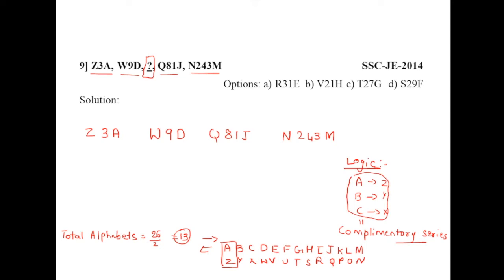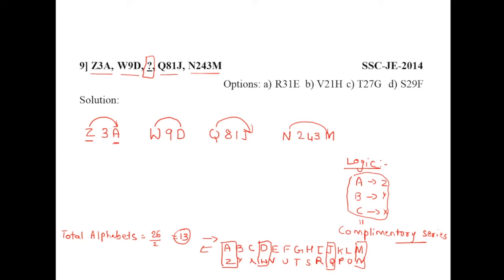Just see the question here. In the first group we have Z and A, and these are complementary. Again W and D, just check whether W and D are complementary. Yes, they are. Next, check whether Q and J are complementary. Yes, Q and J are complementary, and N and M, yes, these are all complementary.